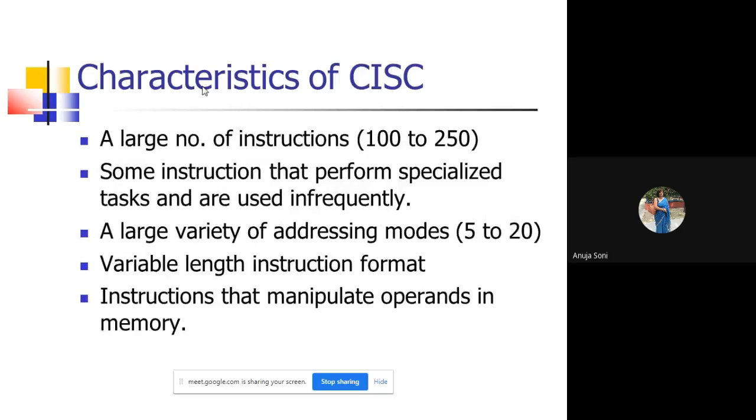So in CISC, what are the characteristics? A large number of instructions are there, some instructions that perform specialized tasks and are used infrequently, a large variety of addressing modes, variable length instruction format, and instructions that manipulate operands, meaning more flexibility, more support of instructions, and more complexity in every manner is incorporated in your CISC architecture.